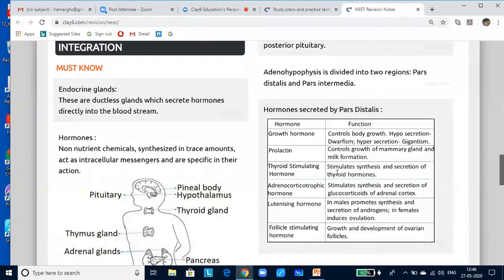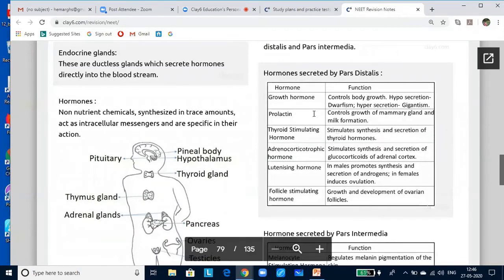Prolactin is a hormone that controls the growth of the mammary glands and also milk formation. Thyroid stimulating hormone stimulates the synthesis and secretion of thyroid hormones. Adrenocorticotropic hormone stimulates the synthesis and secretion of glucocorticoids of the adrenal cortex. Luteinizing hormone: in males, it promotes synthesis and secretion of androgens, and in females, it induces ovulation. Follicle stimulating hormone helps in the growth and development of the ovarian follicles.